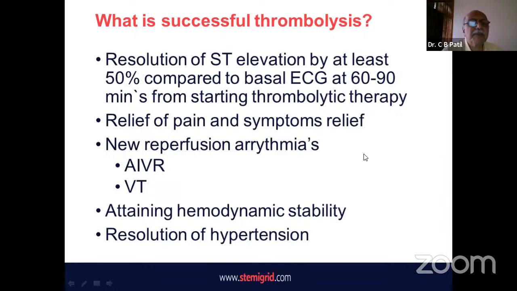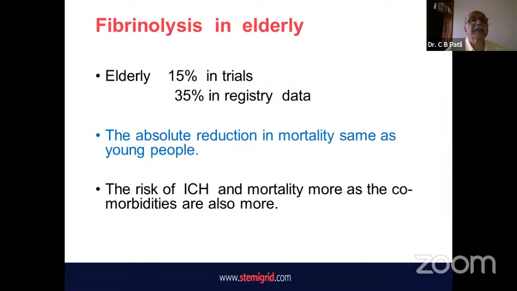A new reperfusion arrhythmia like accelerated idioventricular rhythm and sometimes VT can occur and you should be ready to tackle them. AIVR doesn't require any treatment, but VT, if it is going on for a little more time and causing hemodynamic instability, you have to treat immediately with a Xylocard infusion or, rarely, amiodarone. Attaining hemodynamic stability is very important, and of course, with thrombolytic therapy, usually if it is successful, the patient will be stabilized, with resolution of hypertension.